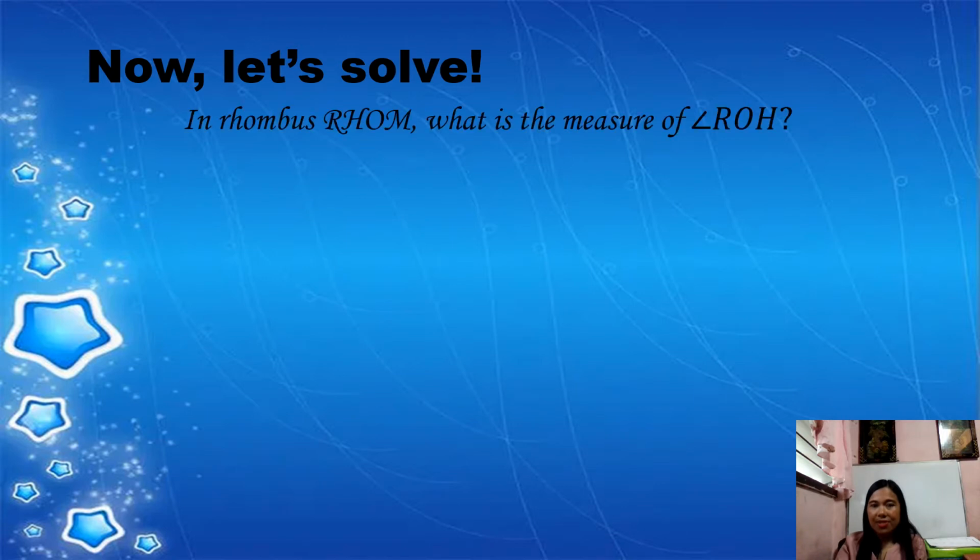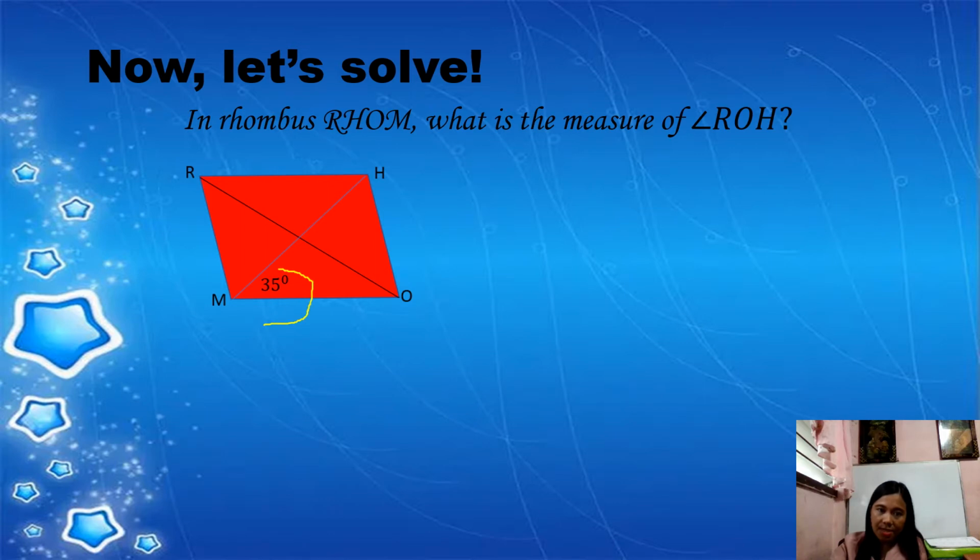Let's continue with this problem. In rhombus RHOM, what is the measure of angle ROH? There is the figure. Okay, so the figure is this one. Now, the given is this angle, which is 35. And you need to find the measure of ROH.